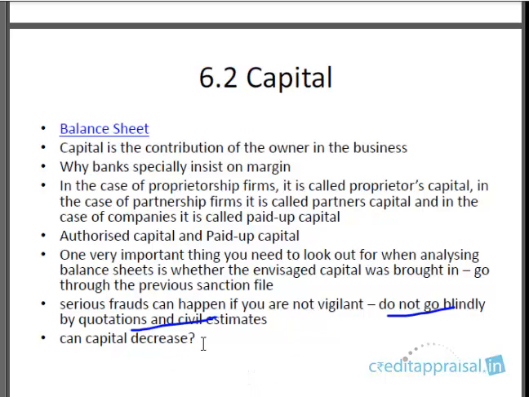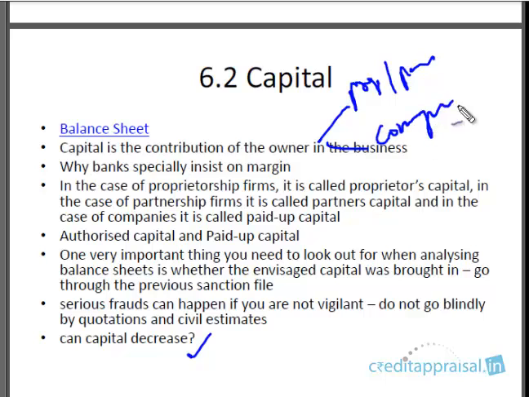So as a last point in this chapter, let me ask you, can capital decrease? This is a tricky question. It actually depends on what constitution you are speaking of, whether it is a proprietorship, a partnership firm, or a company. Based on this, we have to answer this question.